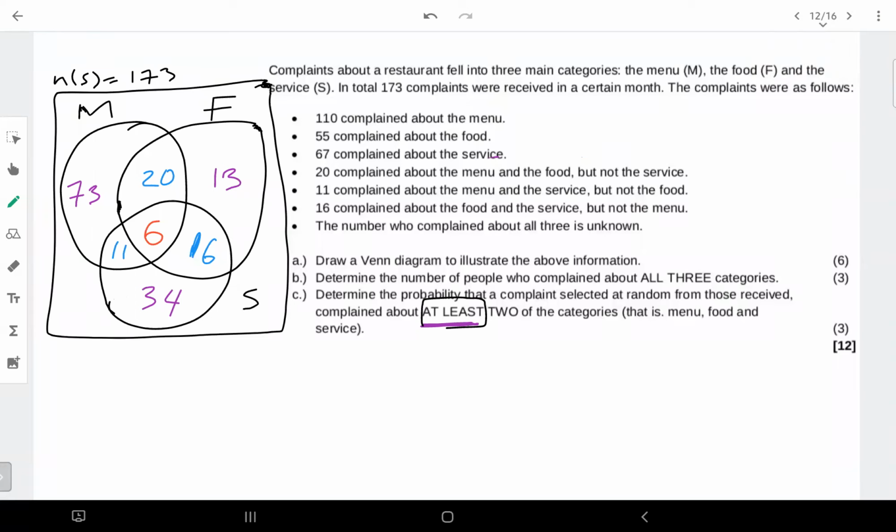Can you explain what the question is asking us? Because I think I don't understand the question itself. Okay, that's a very good question. They say determine the probability that a complaint selected at random complained about at least 2 of the categories. So they're asking, if we select a complaint from that box of complaints, what is the probability that the complaint will belong under 2 categories or more? That is what we mean by at least.